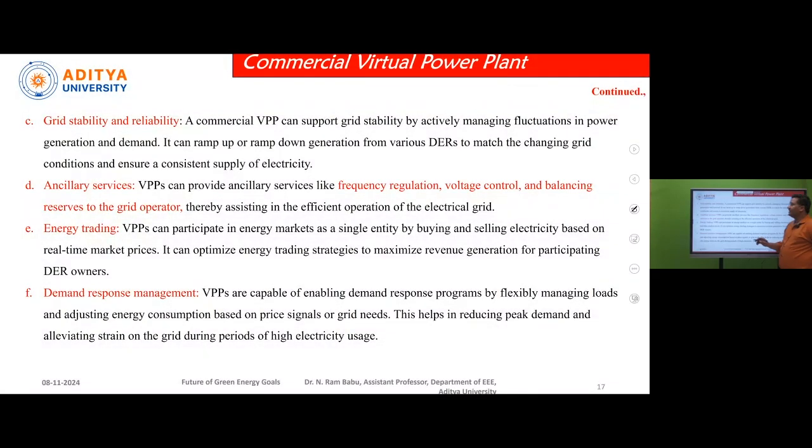Next one is grid stability and reliability. So how does this happen? Earlier in the conventional power system, whenever a sudden deviation occurs, our system loses its stability. So in order to regain the stability, we introduce the DERs. DERs means distributed energy resources, nothing but a group of power plants. I have given an example of this in objective number 3 of the virtual power plant. Okay, so this grid stability can extend to ramp-ups also.